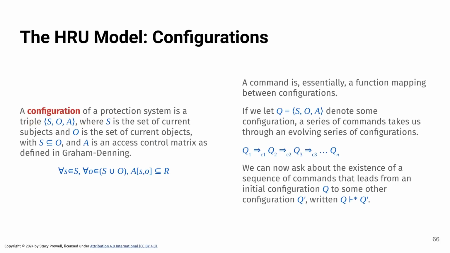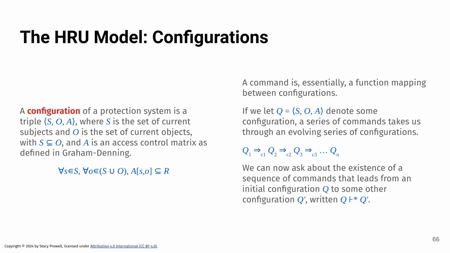A configuration is basically the instantaneous state of the protection system. So at any given time, I have the access control matrix, and I have the rows, which are the subjects, and the columns, which are the subjects and the objects. So I could think of the configuration as being a triple. It's the set of subjects at that moment, the set of objects at that moment, and the access control matrix at that moment, right? Conceptually, that's the configuration.